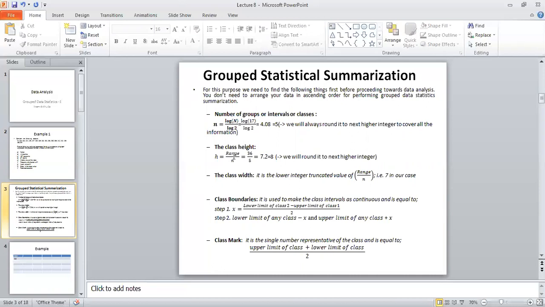But again, we just do not put it as 7.2. The rule says that we are going to round it up to the next higher integer number, and 7.2 is rounded up to 8. And the truncation of this 7.2 to the lower number, which is 7, would become the class width. So this is the rule. The truncated value is the horizontal or class width distance, and the rounded up value is the vertical height. So let's start working with it.